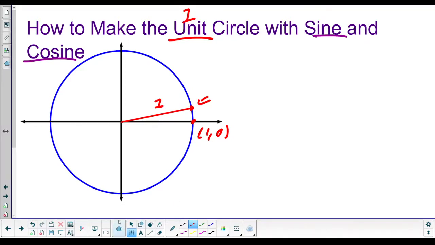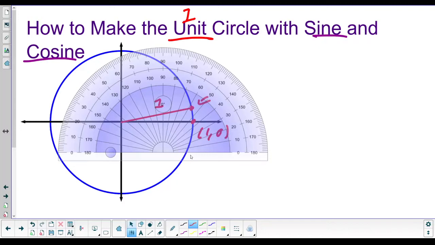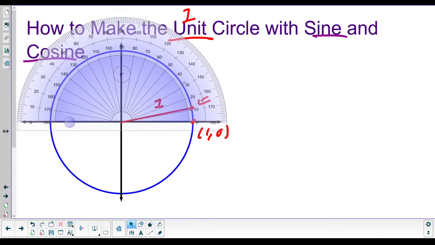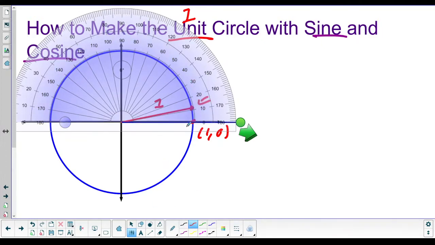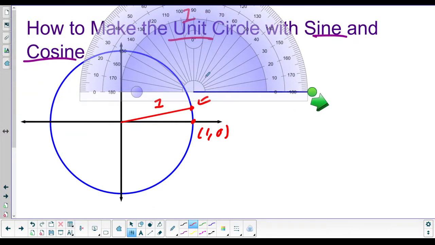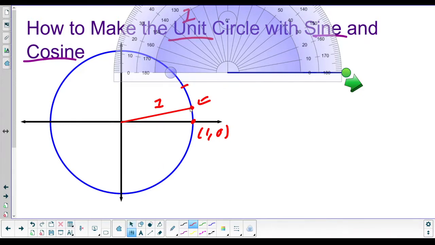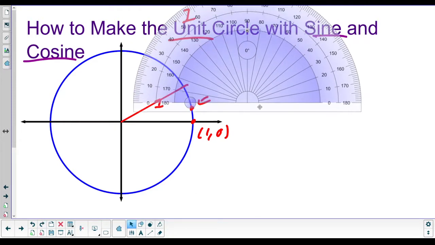Okay? So let's go ahead and look at maybe 30. Let me grab my protractor. All right, so 30 is about right there. How do I mark that? Like this. Okay, that's 30. So there's 30, so we know theta. Let's get rid of this protractor for right now.